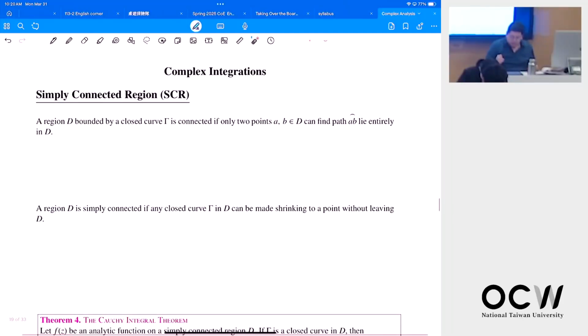Good morning, everyone. Today we are going to talk about complex integrations. First, we will introduce the SCR, simply connected region. What is a simply connected region?